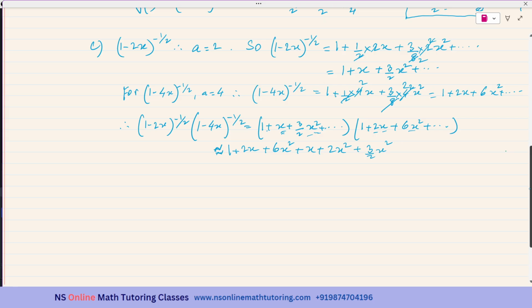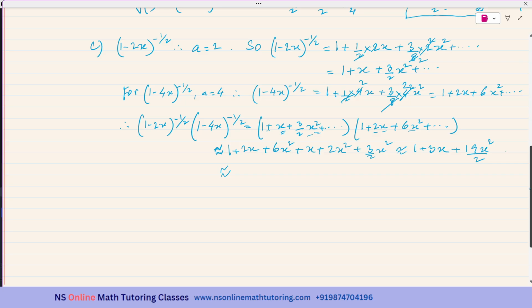Okay, and now what am I having? I need a common denominator, but before that, it is 1, and 2x plus x is 3x, and 6x squared plus 2x squared is 8x squared, and 3 over 2 is 1.5. 8 plus 1.5 is 9.5. So this will be 19 over 2. 9.5 is 19 over 2. So this is plus 19x squared over 2. Okay.